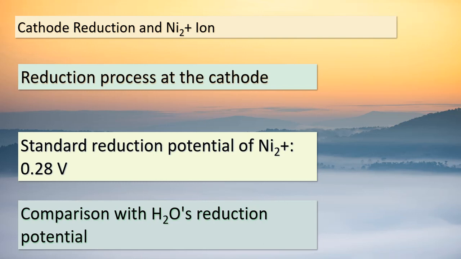Ni2+, the ion derived from nickel, boasts a reduction potential of -0.28 volts, a value that holds significance in comparison to another player in this story, H2O, with a reduction potential of -0.83 volts. As fate would have it, Ni2+ emerges as the preferred candidate for reduction due to its less negative potential. This preference leads to the enchanting outcome of depositing a layer of nickel metal onto the steel cathode.